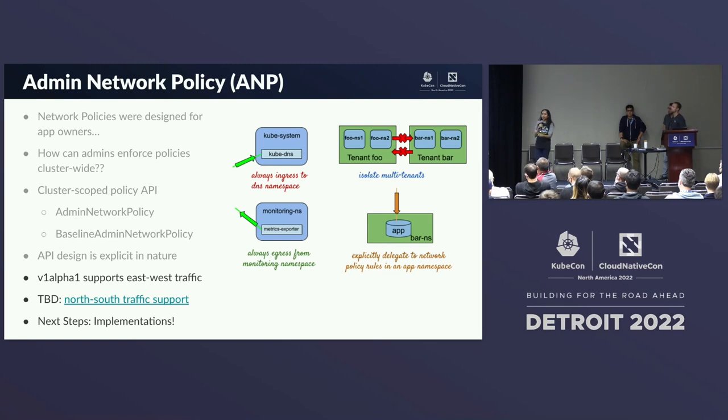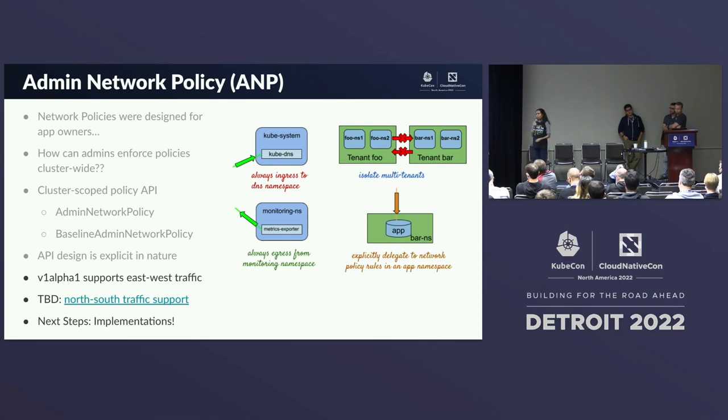Or you want to do tenant isolation, for example, or maybe you want to just be an admin and say, if my traffic is matching a specific set of pods, I don't know what to do with them. So in that case, I'm going to just pass that over to network policies. So you can also express that in ANP. It's an interesting use case. So ANP interacts with NP in that manner. You can just delegate the power to the app owners in some scenarios if that's what you like.